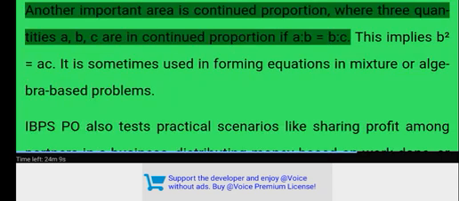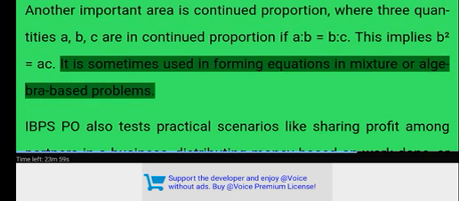Another important area is continued proportion, where three quantities A, B, C are in continued proportion if A:B equals B:C. This implies B squared equals AC. It is sometimes used in forming equations in mixture or algebra-based problems.